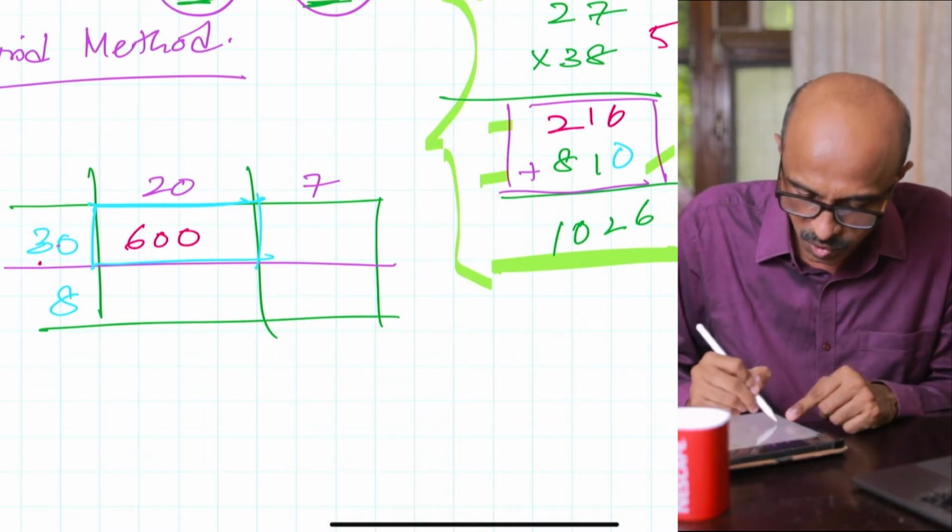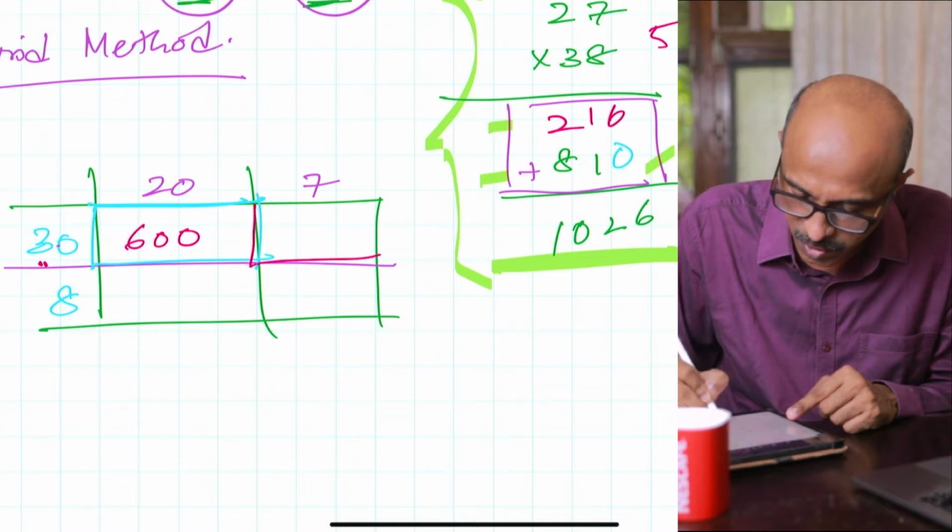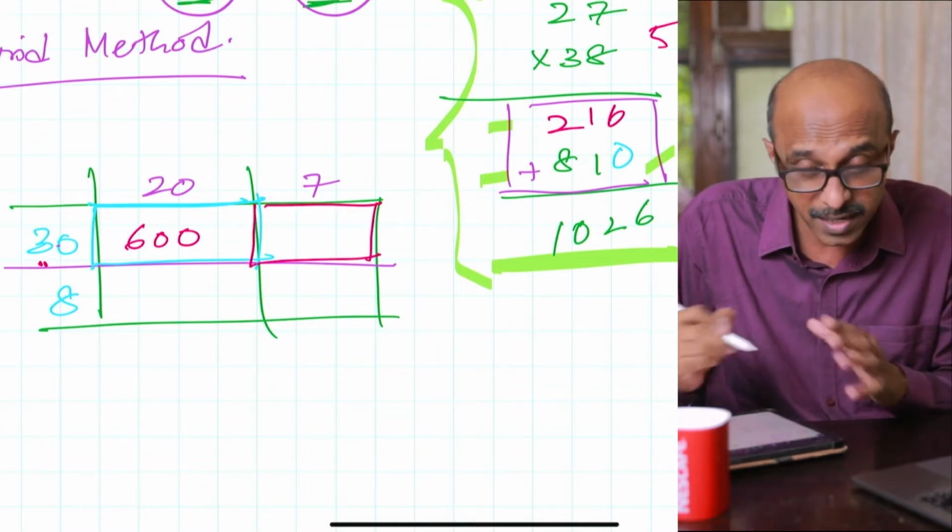In the same way, 30 times 7. This is the second rectangle out here. Again, the geometry is not perfect, but the idea is going to be right.